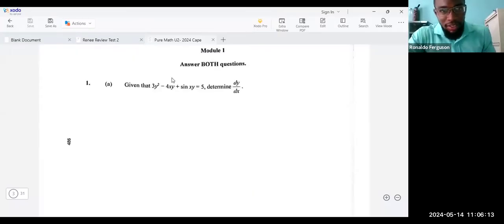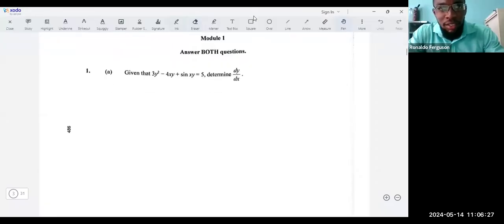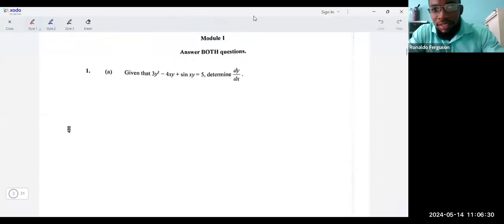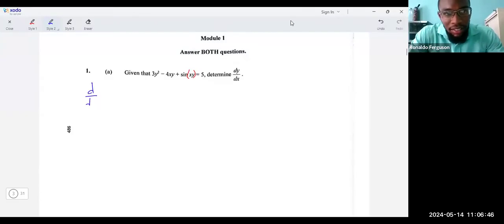Given that 3y squared minus 4xy plus sine xy is equal to 5, determine dy dx. All right, I guess this can be seen as quite tricky. I don't like something about this question right here. They should have put a bracket right there, just to put a bracket right here, that's all. All right, so differentiate both sides with respect to x.